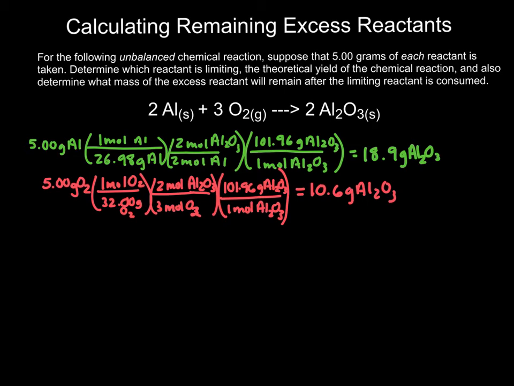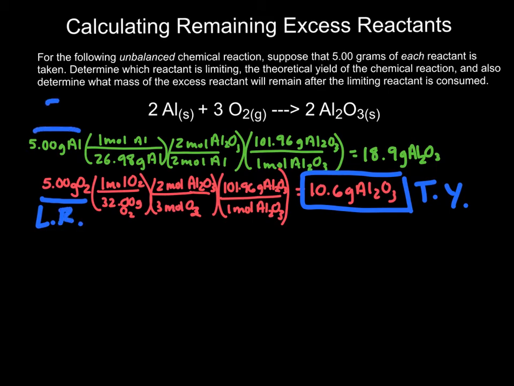From here we can identify our limiting reactant, excess reactant, and theoretical yield. So when we do that, we see that in comparing how much product can be made, 10.6 grams of aluminum oxide is much less. So this is going to be our theoretical yield. We can then identify oxygen as our limiting reactant, and aluminum is our excess reactant. So this is what we learned in lecture the other night. What we're learning tonight is the next step.